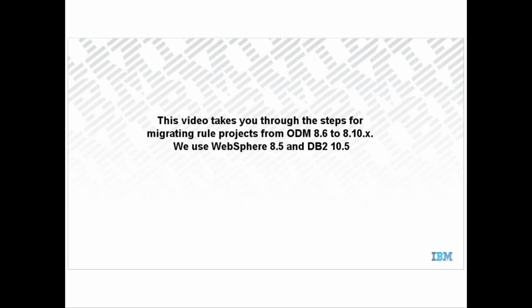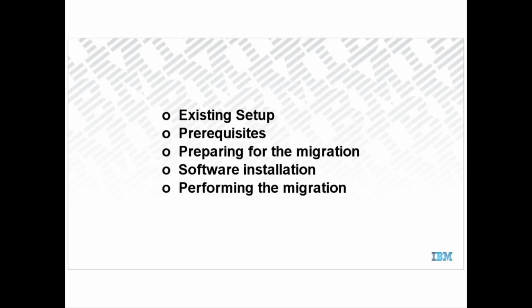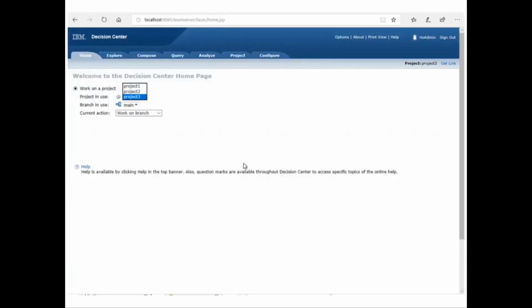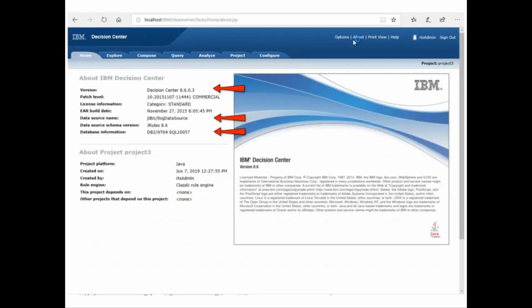This video takes you through the steps for migrating rule projects from ODM 8.6 to 8.10x. We use WebSphere 8.5 on DB2 10.5. I will first show you the initial setup. In the Decision Center Enterprise Console, we see that there are three classic rule projects. ODM 8.6 uses the default data source name.